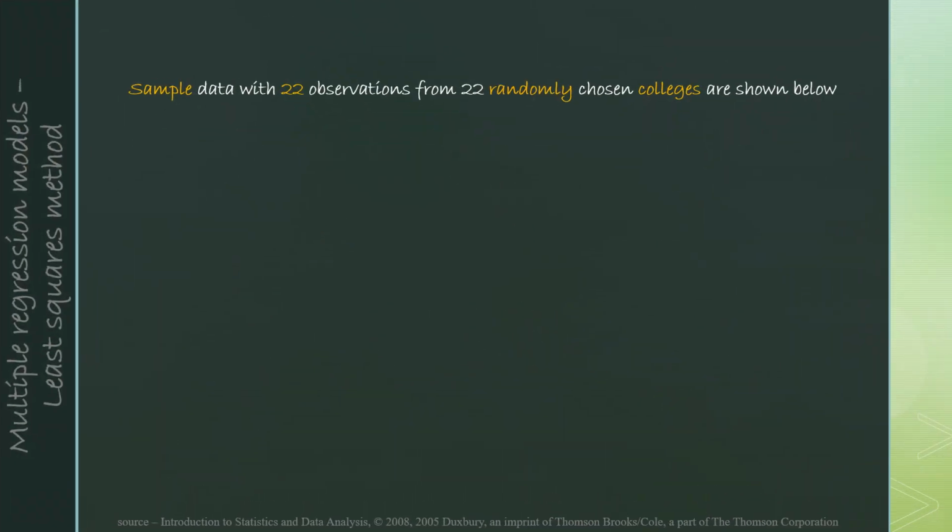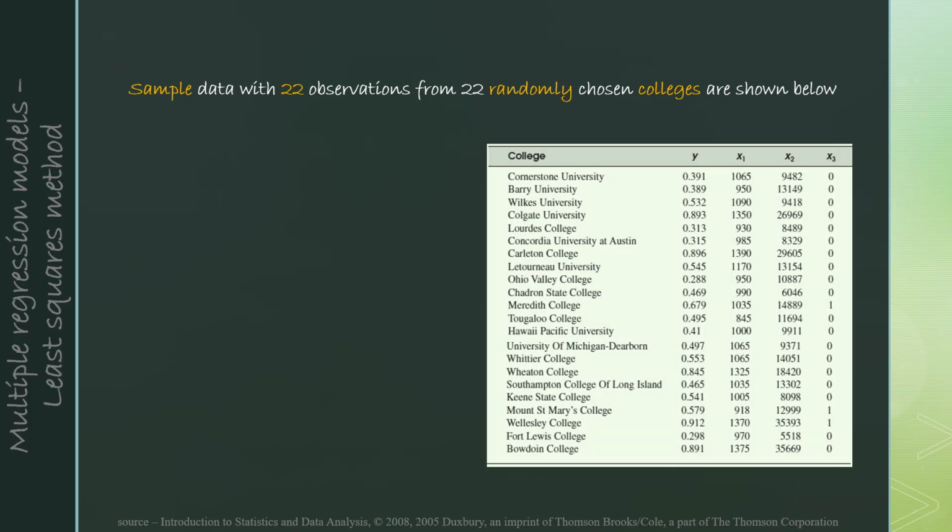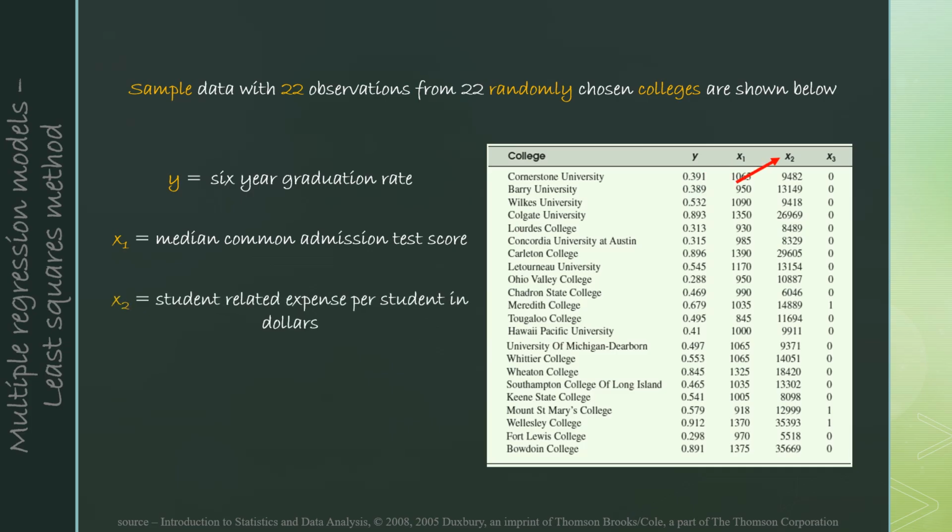Sample data with 22 observations from 22 randomly chosen colleges are shown below, using which we try to arrive at a multiple regression model explaining the relationship between the dependent variable y, the 6-year graduation rate, which is the measure of success, and the predictor variables x1, which is the median common admission test score, x2, student related expense per student in dollars, and x3, an indicator variable equal to 1 if the college has only male or female students and equal to 0 if it has both genders.